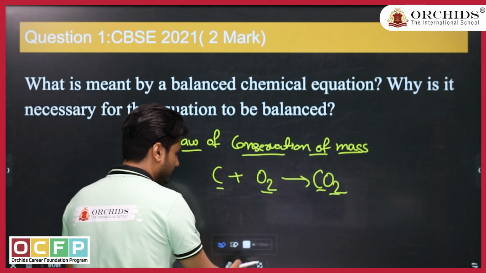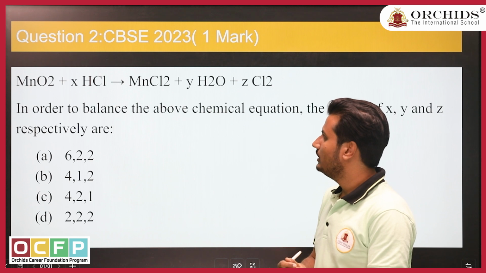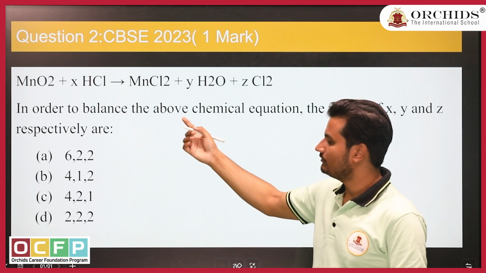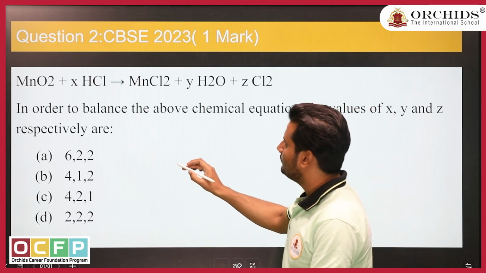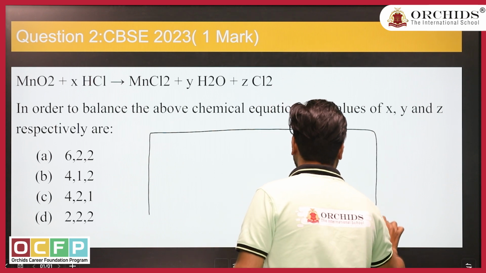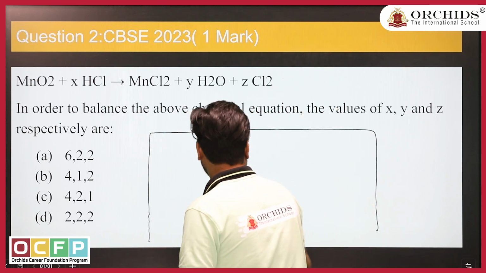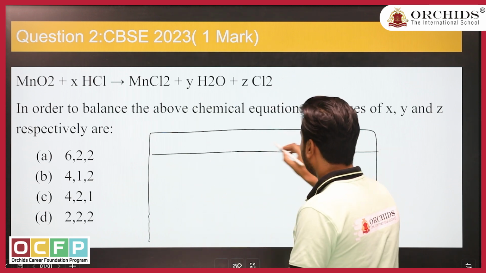Alright, so we'll move to our next question. It was asked in 2023 for 1 mark. This is a balancing type of question. An equation is given and we have to find the values of x, y and z. So first we will start balancing. We will count the number of atoms of each element on both the reactant and the product side.